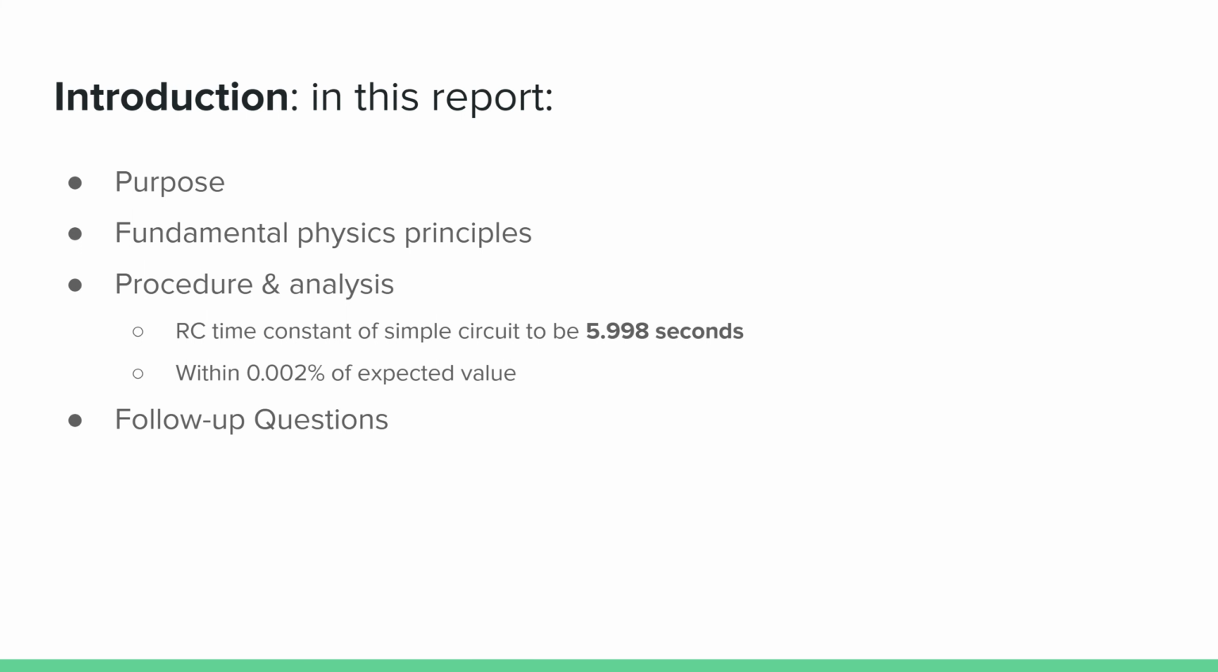In this report I'm going to go over the purpose of the lab, the fundamental physics principles involved, the procedure involved and the analysis performed at each stage, where I ended up estimating the time constant of a simple resistor-capacitor circuit to be 5.998 seconds, which is within 0.002% of the expected value. Finally, some follow-up questions about the lab contents.